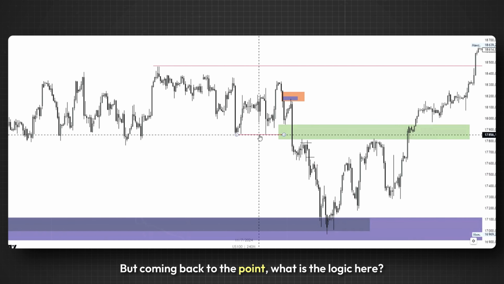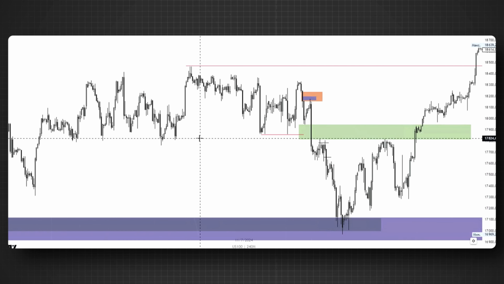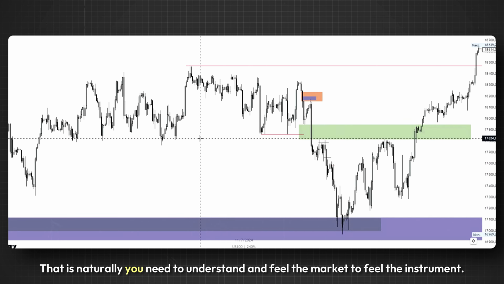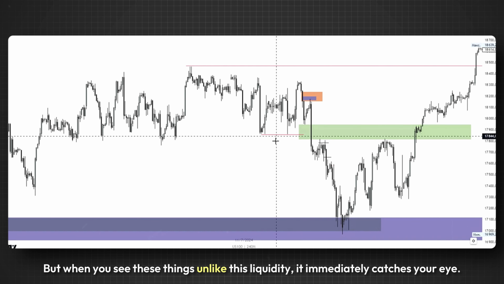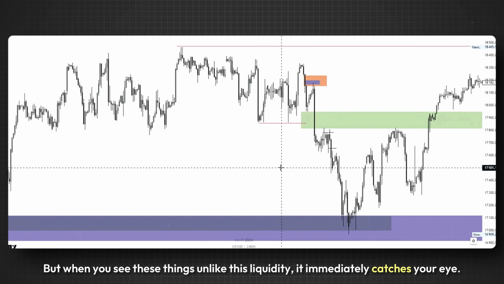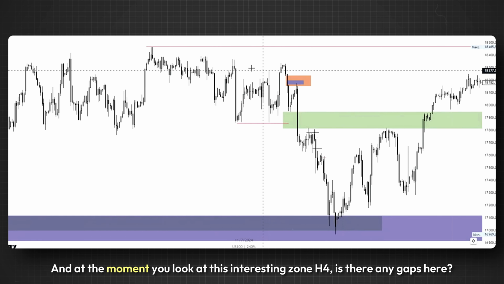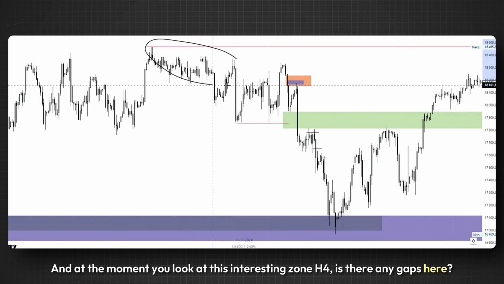But coming back to the point, what is the logic here? Naturally, you need to understand and feel the market to feel the instrument. But when you see these things, like this liquidity, it immediately catches your eye. And at the moment, you look at this interesting zone, H4. Is there any gaps here?